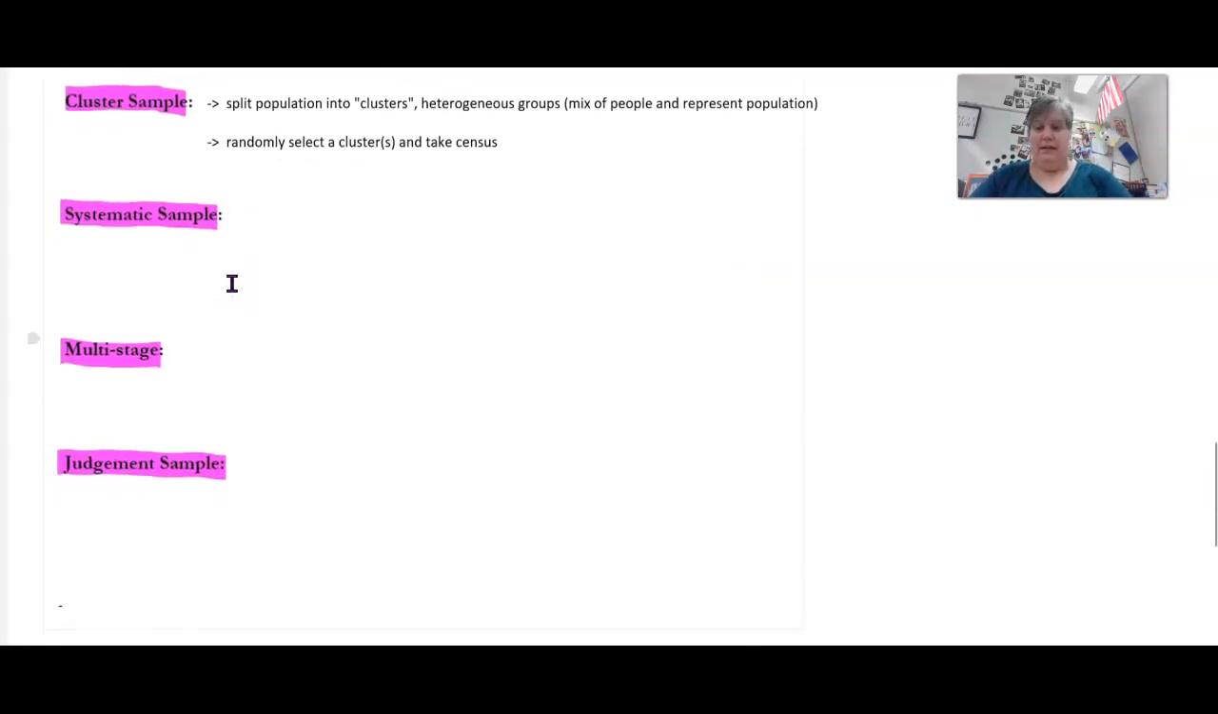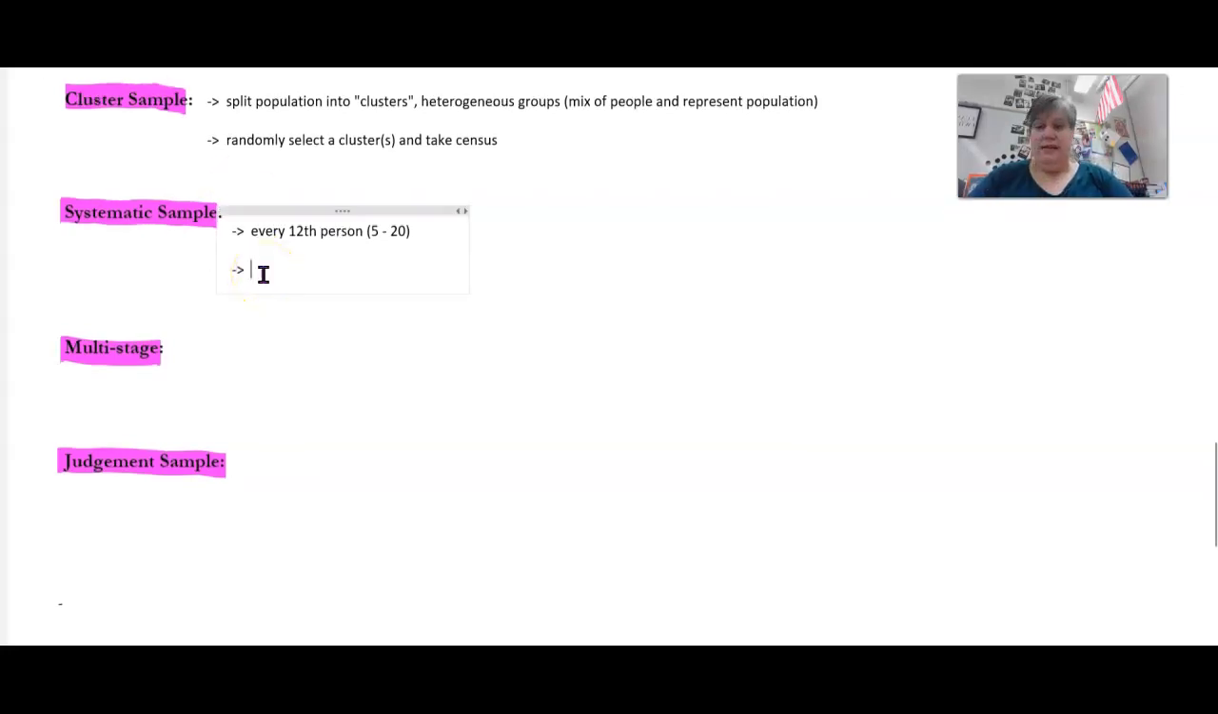Okay, so for a systematic, you create some kind of system. So it could be something like every 12th person. Usually it's going to be somewhere between every 5th to 20th person. So you create the system you're going to follow. When you take a systematic, you have to make sure you start at a random place. A systematic could also be that you're going to take every third person in a blue shirt. Things like that, those are systematic.